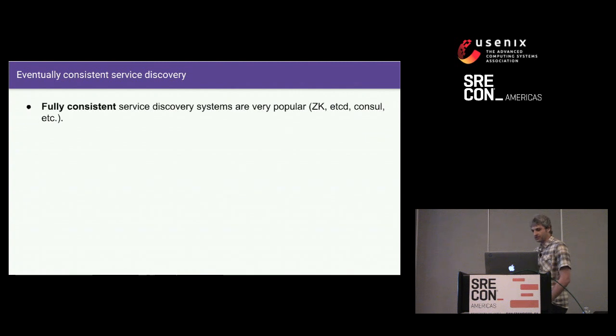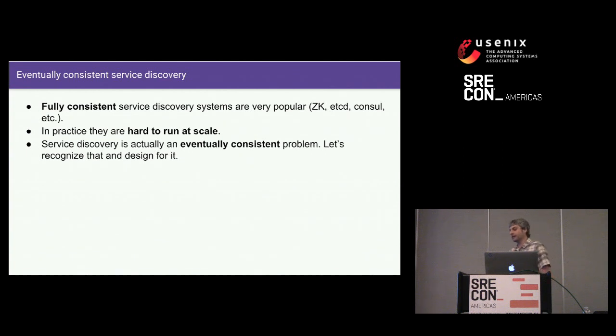Let's talk briefly about service discovery. Most companies historically do service discovery using very popular systems like Zookeeper, etcd, Consul. What I've always found pretty interesting about this is that these systems are fully consistent. And what I found from my own experience is that these systems typically are hard to run at scale. Most of the companies that I've worked with have a team that works on Zookeeper. They have a team that works on etcd, and these things tend to fail a lot and require a lot of care and feeding. And one of the things that we did when we started working on Envoy is we realized that service discovery is an eventually consistent problem.